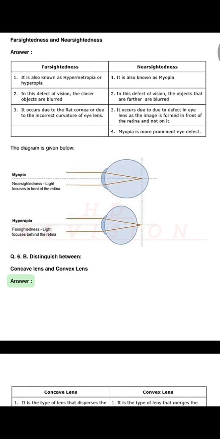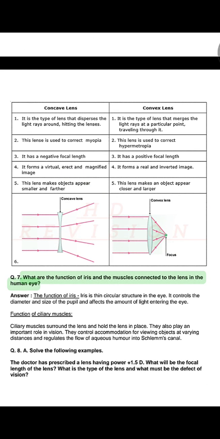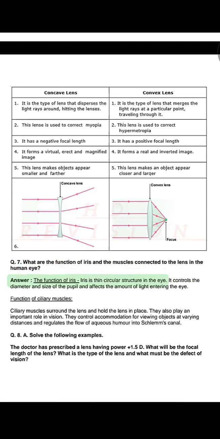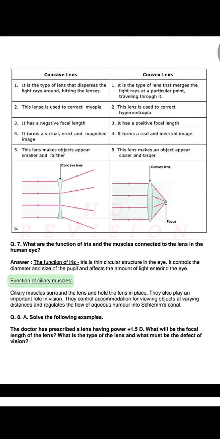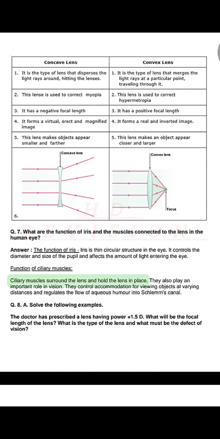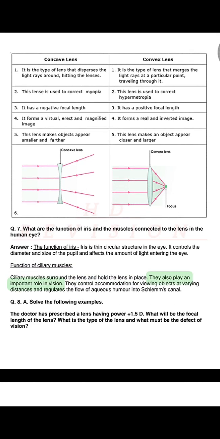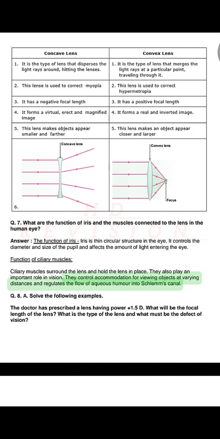Answer. Q. 7. What are the functions of the iris and the muscles connected to the lens in the human eye? Answer. The iris is a thin circular structure in the eye. It controls the diameter and size of the pupil and affects the amount of light entering the eye. Function of ciliary muscles. Ciliary muscles surround the lens and hold the lens in place. They also play an important role in vision. They control accommodation for viewing objects at varying distances and regulate the flow of aqueous humor into Schlemm's canal.